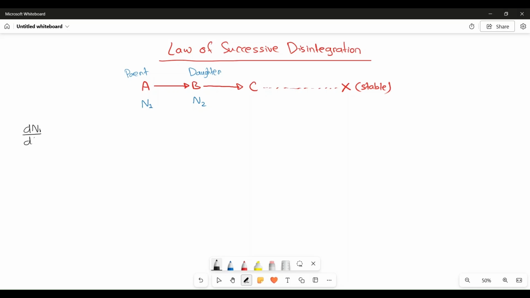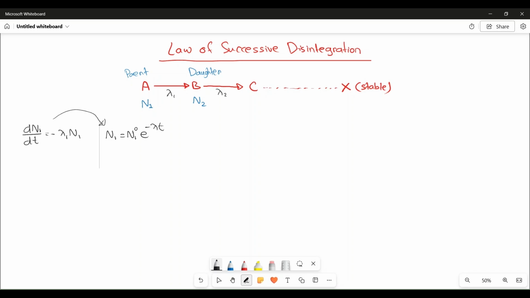dn1 by dt equals minus lambda 1 n1, where the decay constant of A is lambda 1 and the decay constant of B is lambda 2. And from here we can write n1 equals n1 naught e to the power minus lambda 1 t. We can get this equation from here. We know this already, I guess.